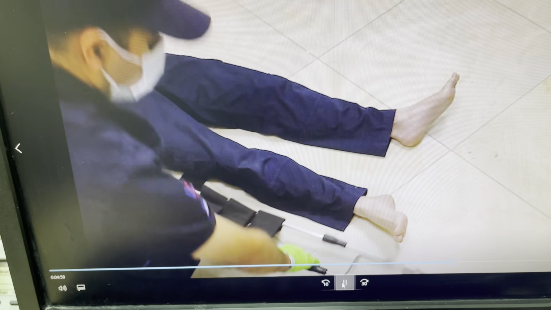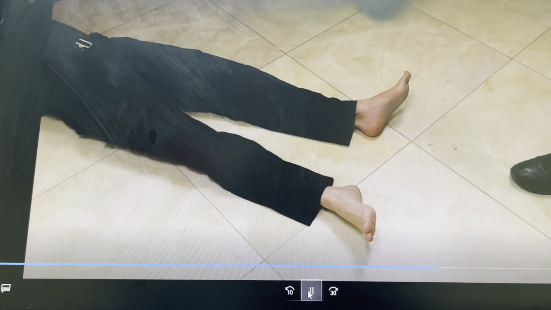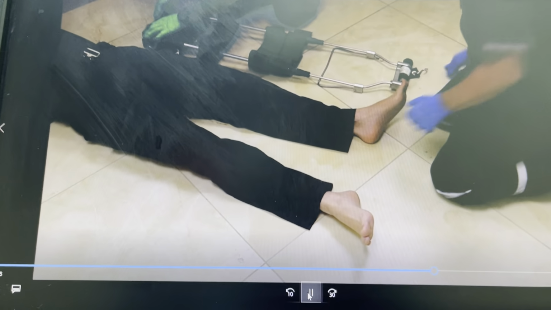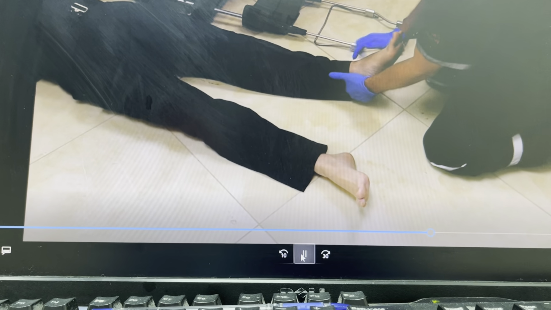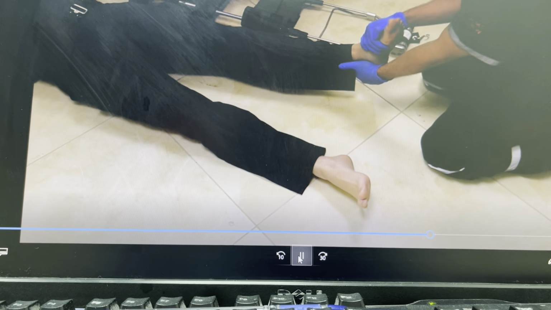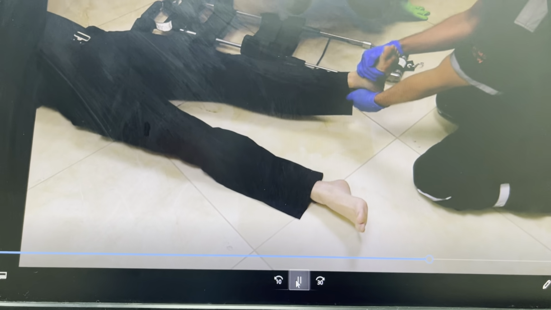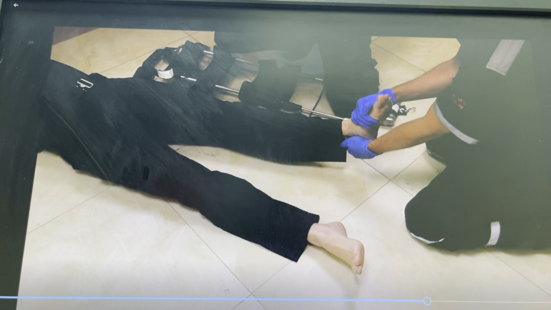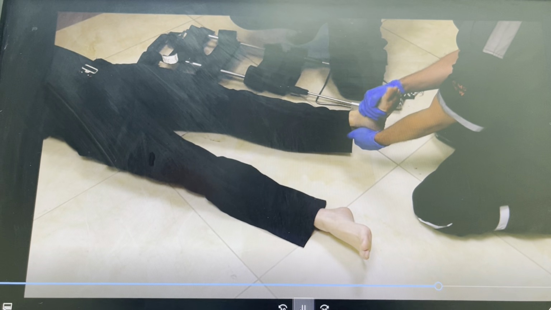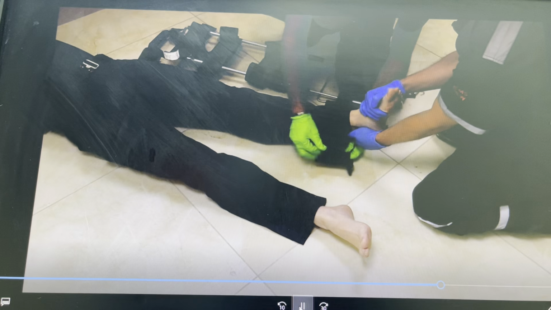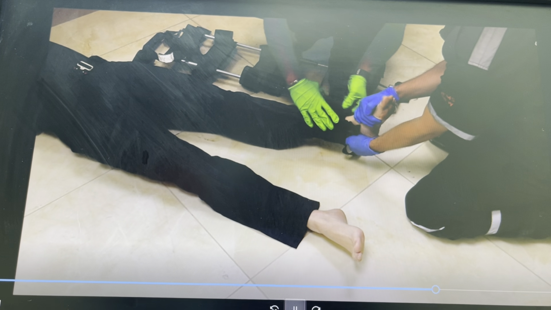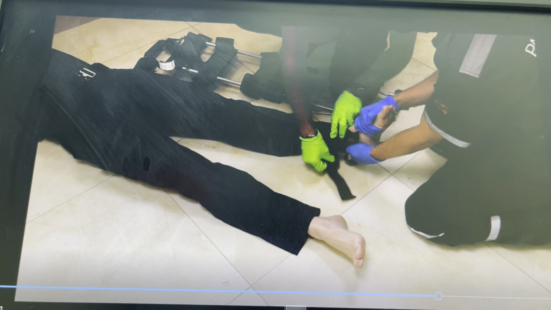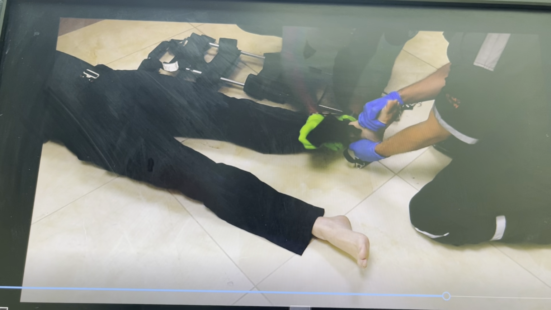Step 2. Emergency Medical Practitioner 2 applies gentle, firm, longitudinal traction of the injured limb. One hand behind the patient's heel and the other hand over the dorsum of the foot. Step 3. Emergency Medical Practitioner 1 applies the ankle strap whilst Practitioner 2 is still maintaining traction.